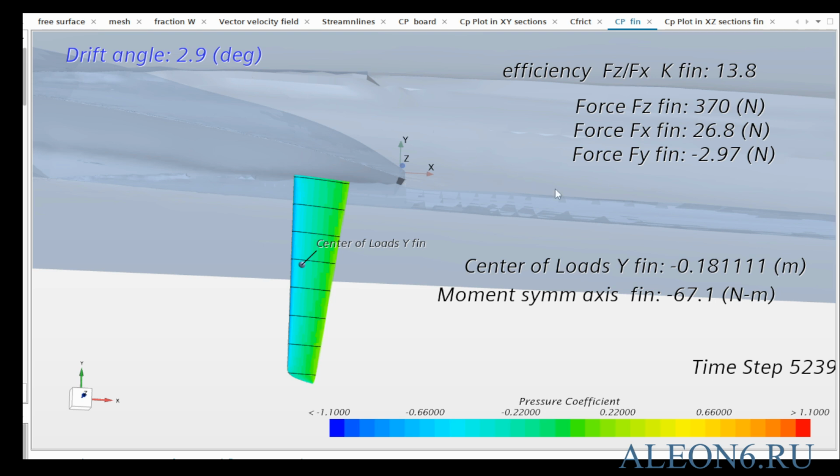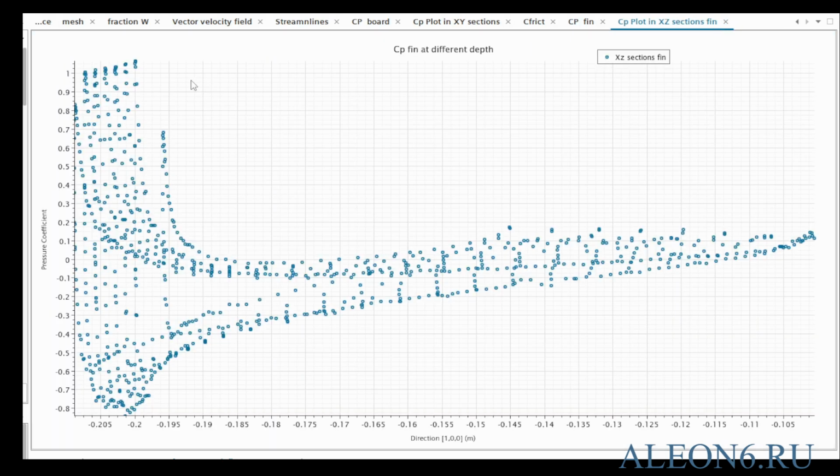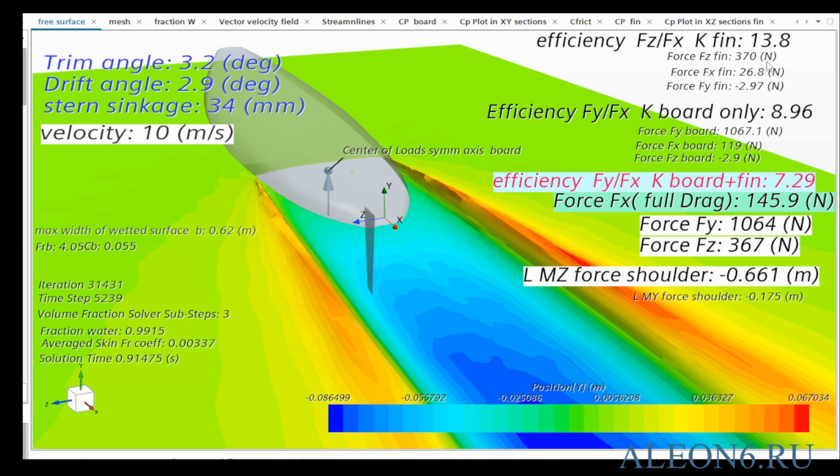The center of pressure is located around 18 centimeters from the line of contact with the board. We can also calculate the excess pressure coefficient for the fin at different depths based on the fin cross sections. It's clear that many sections operate quite efficiently with a noticeable pressure difference, except for the lowest one, where pressure equalization occurs due to flow transfer. The fin hydrodynamic efficiency is rather high, 13.8, while the board efficiency is only 9.